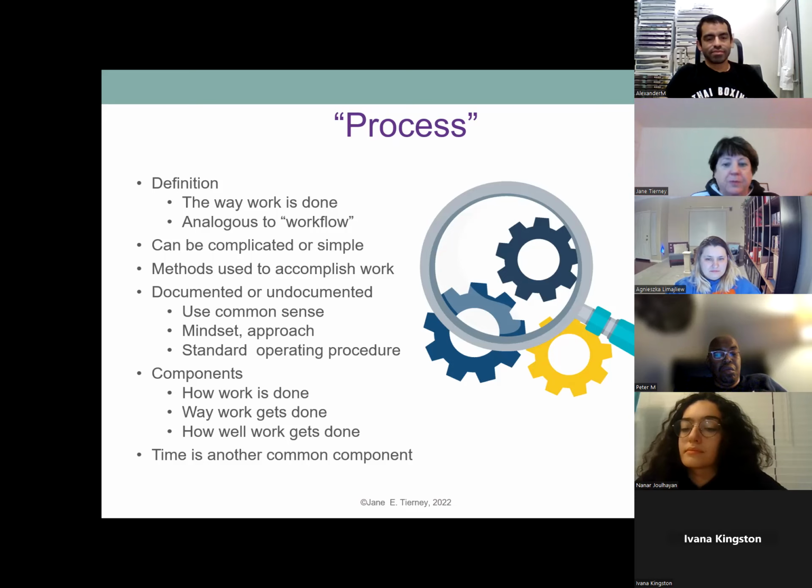So the simpler you make it, the better your training is going to be, the easier it's going to be to train people, and the more they're going to retain it. So you really want to break it down, chunk it down into small pieces so that each step is very clear and that you've got the right tools and the right approach to do that. So you want to have people that have common sense.